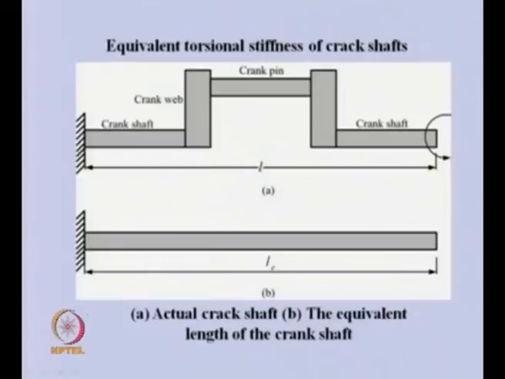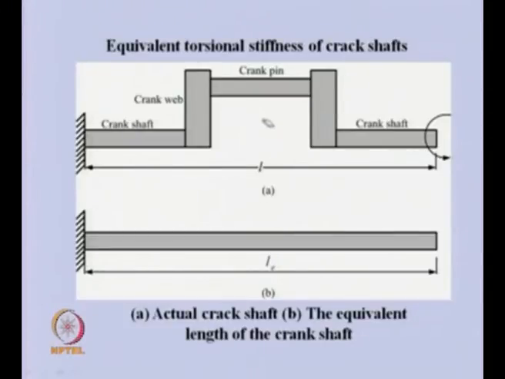Now, let us see the torsional stiffness, because the crank has variable geometry. If we want a uniform shaft, obviously an equivalent uniform shaft, then the torsional stiffness of this system and this system should be the same.